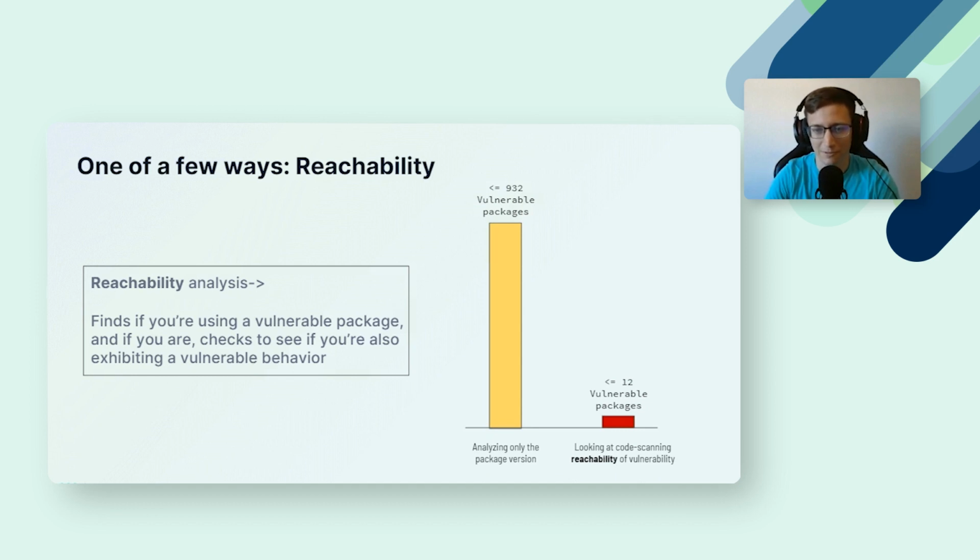Now, Semgrep's reachability, which we commonly refer to as code scanning reachability, does as the name implies. It scans your code to identify where and how often, or often how you are using the vulnerable function to ensure that it's a vulnerable use case. If it is, then it's classified as reachable.